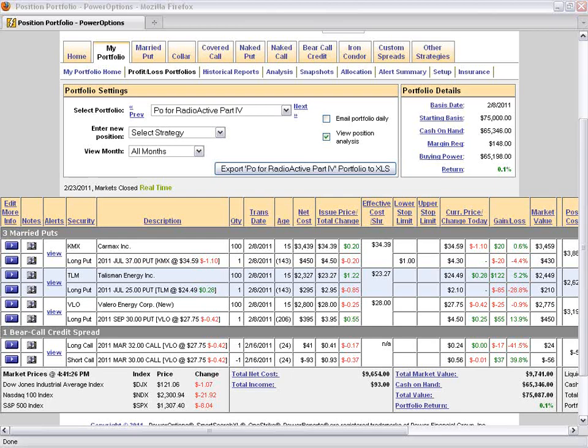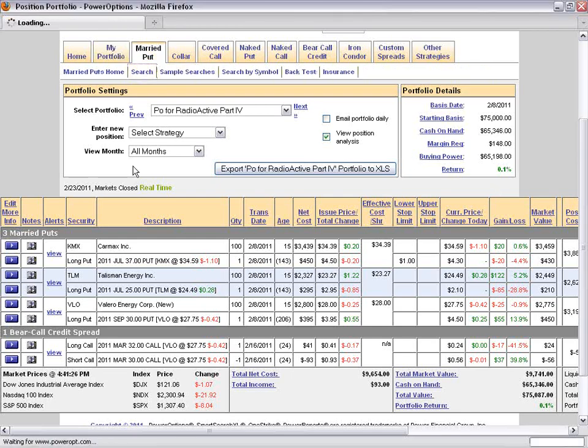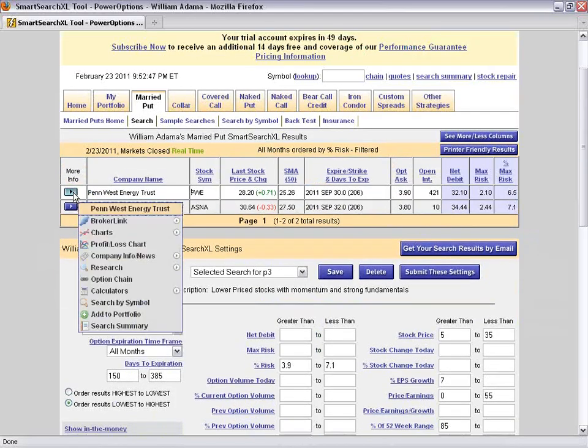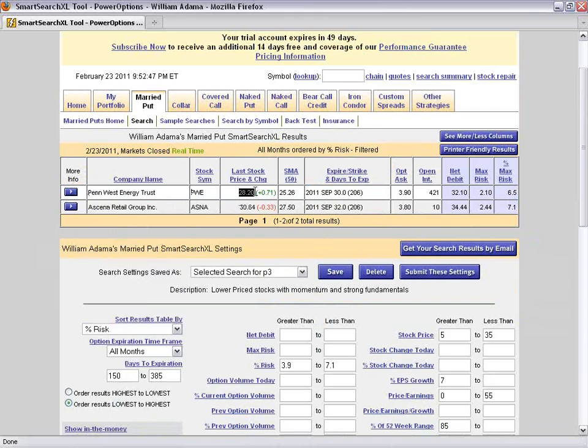In part one of our discussion using the search tool, I did discuss that when I first started trading radioactively, when I first ran an RPM, let's just go to that model right now. We had those two positions that popped up, Penn West and Ascena. Let's look at Penn West first. When I first started trading radioactively, I would go to the option chain. So here, let's just take a look. Stock is at 28.20, showing the September 30 put at 3.90, and the total at risk is 2.10.